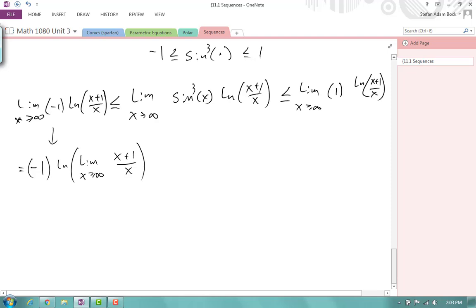I could either split the fraction and have 1 plus 1 over x to get a limit of 1, because 1 over x as x goes to infinity is 0. Or I could divide the top and the bottom by x and achieve the same result. Regardless, we should recognize this one as being equal to 1. But the natural log of 1 is equal to 0.